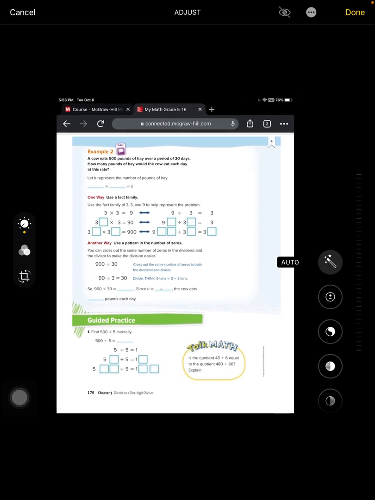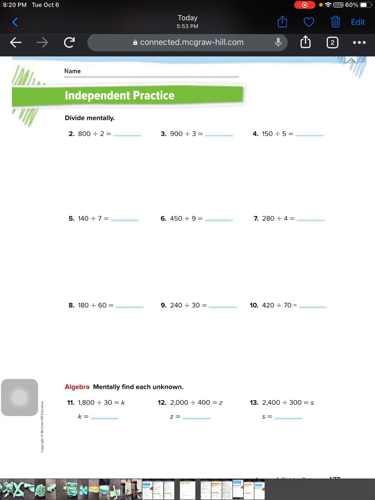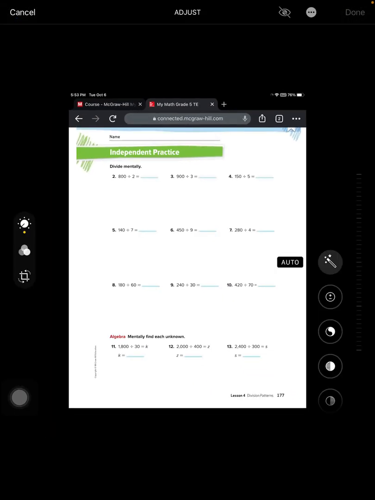Just did that one. Got to find the right page. Appreciate your patience. Learning curve.